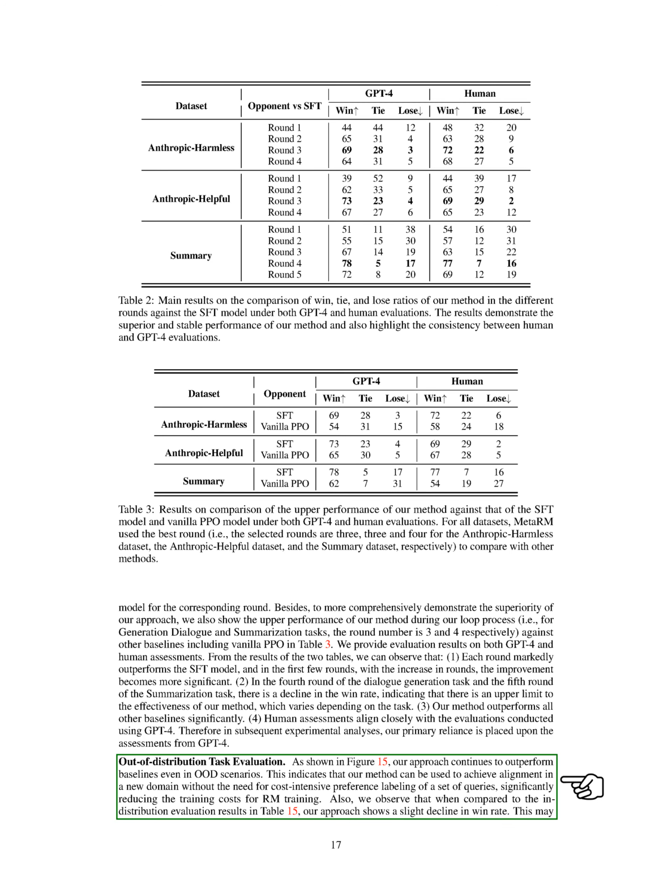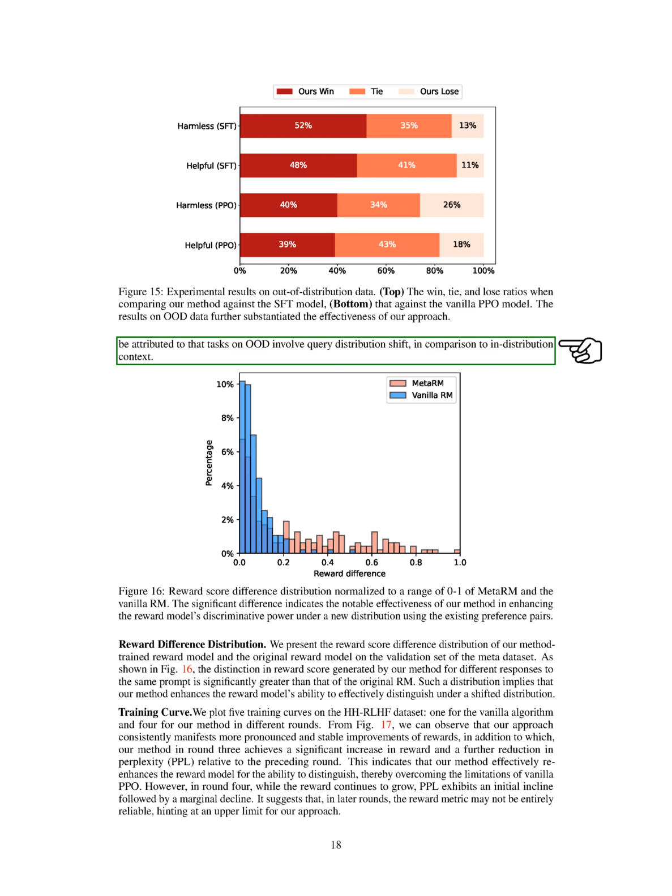We also evaluated our method in out-of-distribution (OOD) scenarios. Our method continued to outperform the baselines in these scenarios, indicating that it can be used to achieve alignment in a new domain without the need for costly preference labeling of a set of queries. This significantly reduces the training costs for RM training. However, we did notice a slight decrease in the win rate in these scenarios, which could be due to the tasks on OOD involving a shift in query distribution compared to in-distribution context.